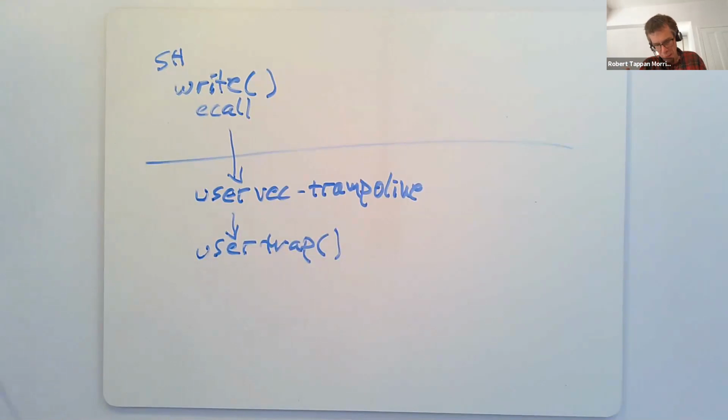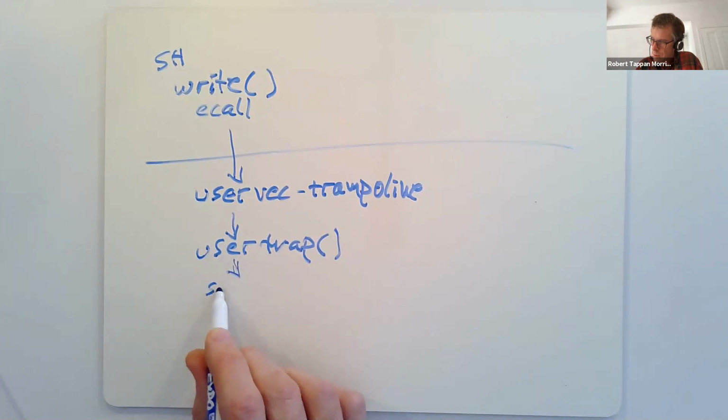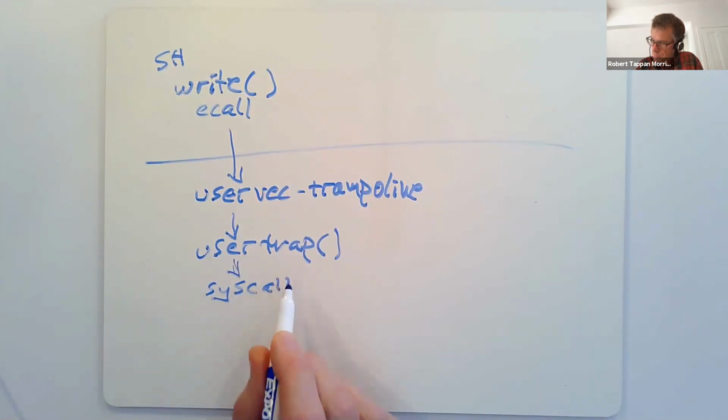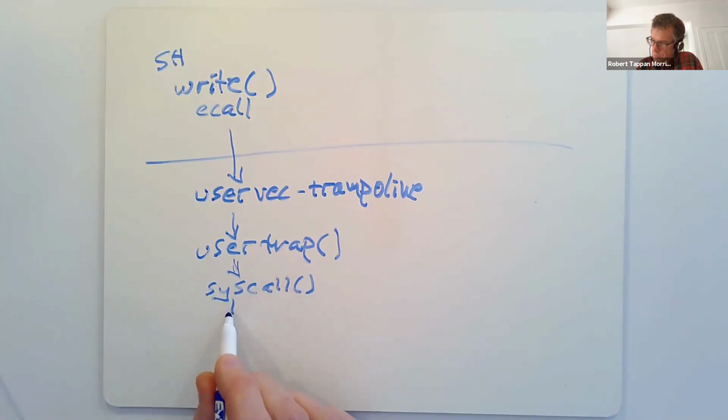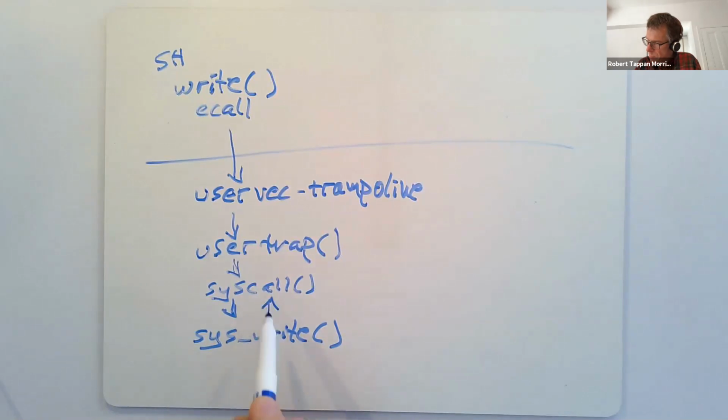And now we're getting into C code, so things are much easier to understand. Usertrap sees we're executing a system call, and it calls a function called syscall, which looks up the system call number in a table and calls the particular function inside the kernel that implements that system call. And for us, it's going to be write. And write does its business. It arranges for whatever bytes were written to appear on the console. And when it's finished, it returns back up to this syscall function.